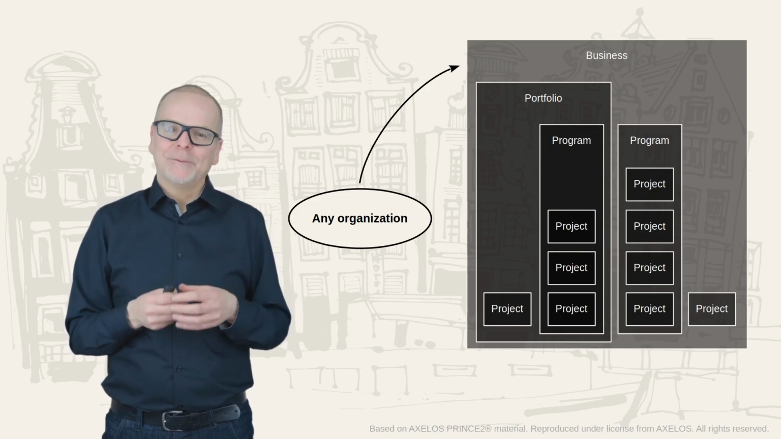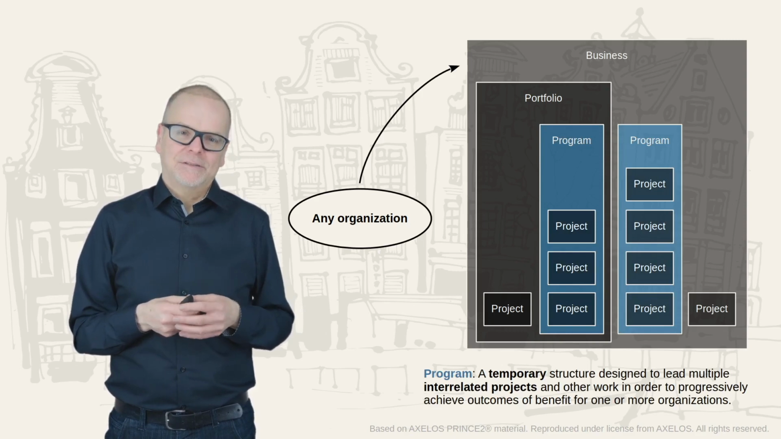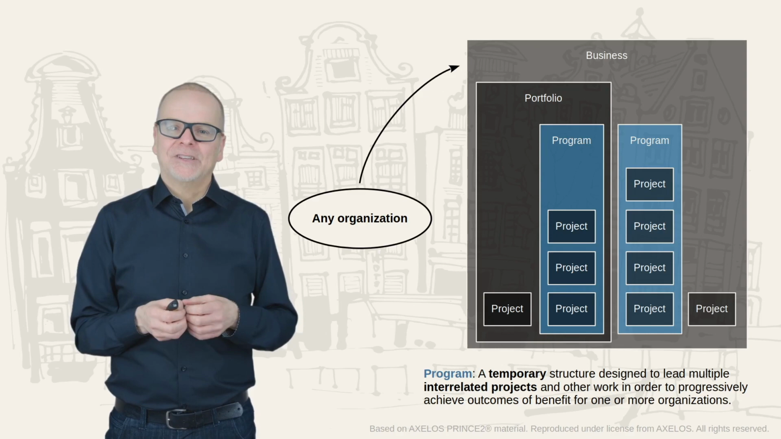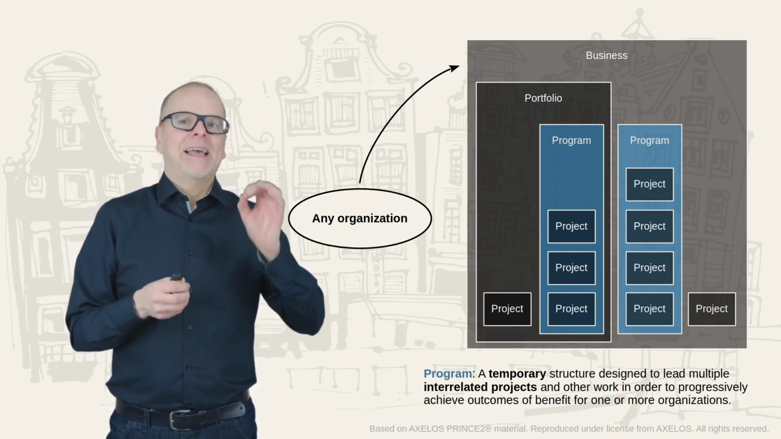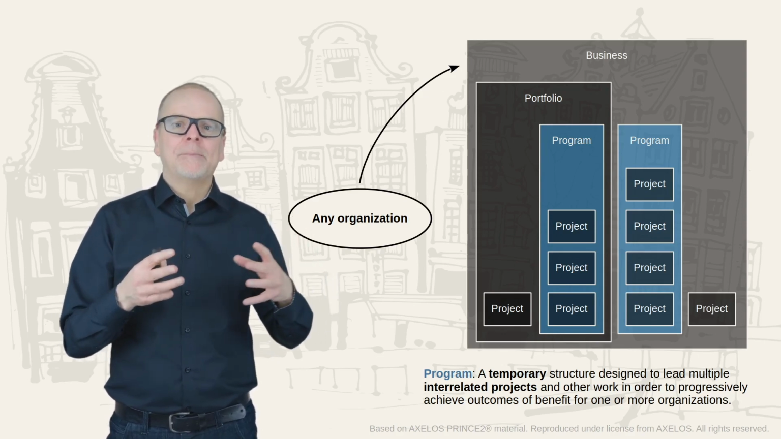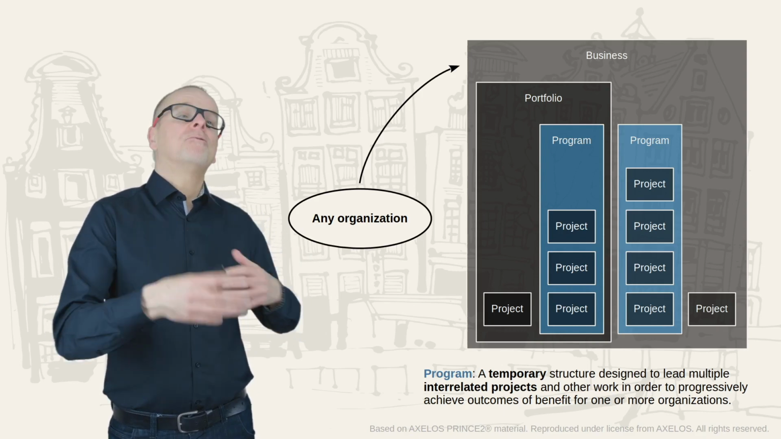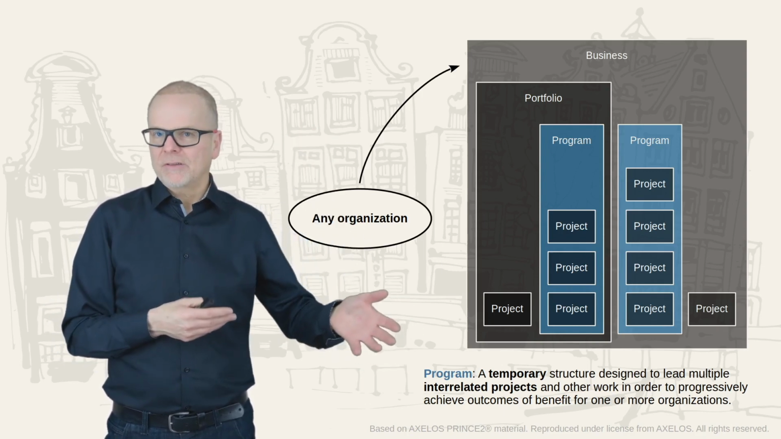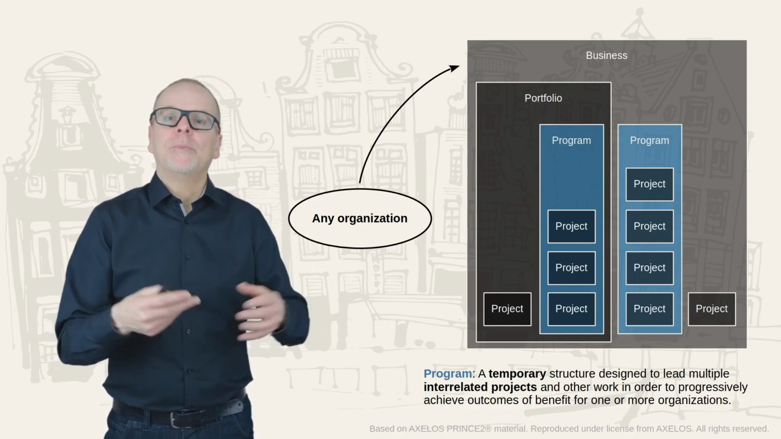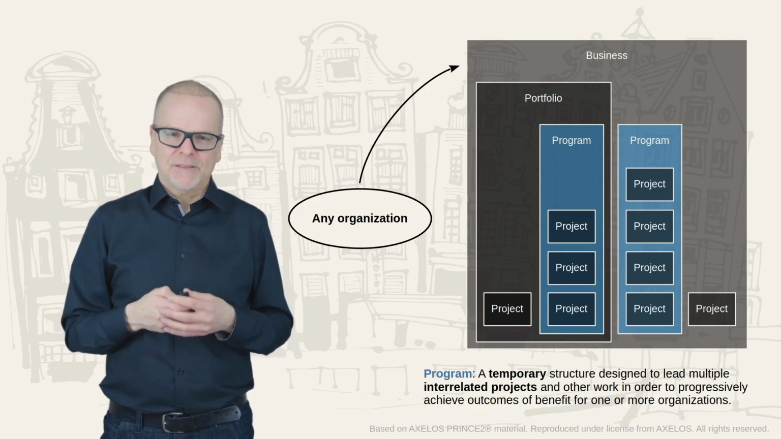So what is a program? A program is a temporary, flexible organization. It is created to coordinate a set of related projects. The key words here are a set of related projects, so they all have something in common. A good example of this would be if you had a new ERP system and you want to roll this out in 9 countries. Each country would be a project, and the whole thing together would be called a program. That's the best way to see it.